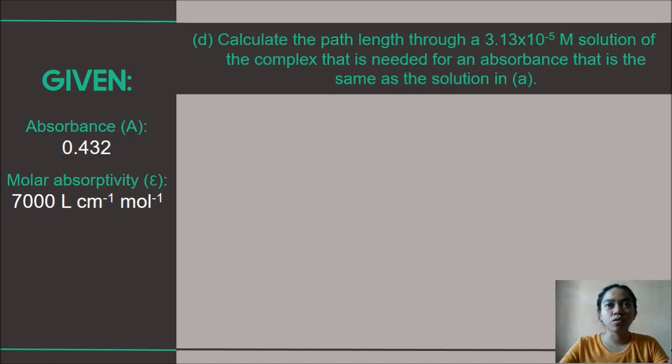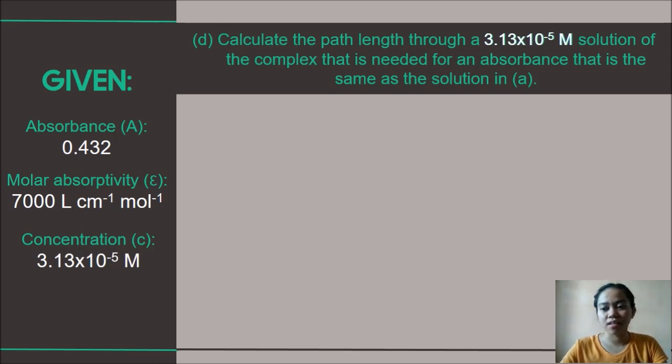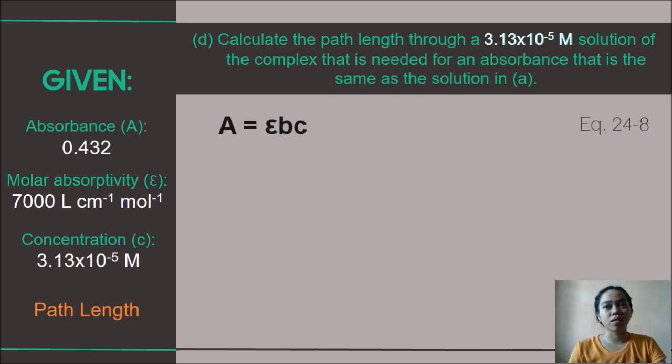We have a new concentration here, which is 3.13 times 10 to the negative 5 molar. That is our new concentration, and we need to find the path length of that. So, we know that the absorbance is this equation, which is equation 24(8). And again, we will just need to transform this so that we can isolate b, which is the path length. So we will get this formula.